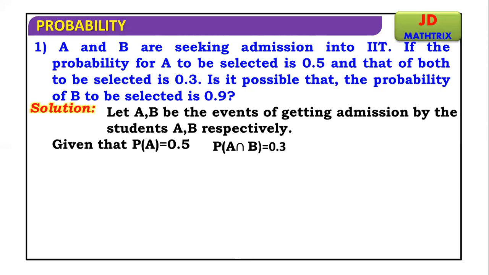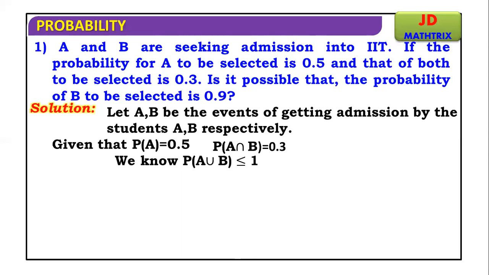Now we have to verify whether the probability of B to be selected is 0.9 or not. Is it possible or not? So for this, we know that P of A union B is always less than or equal to 1. That means the probability of any event is less than or equal to 1. Clearly, probability of any event lies between 0 and 1.